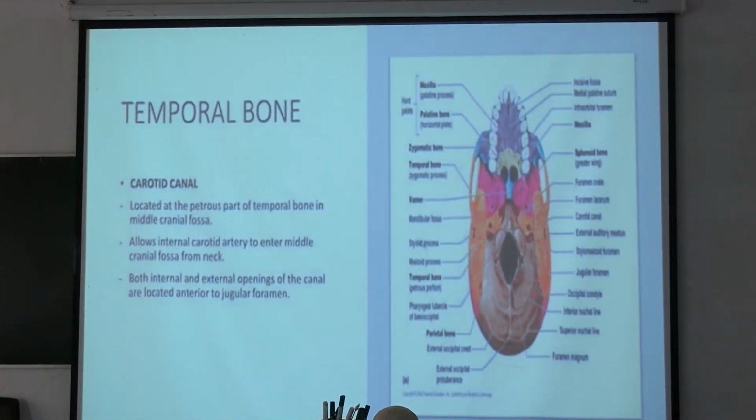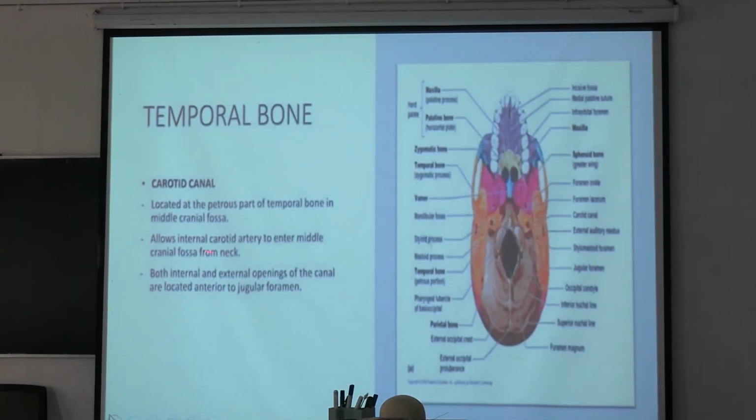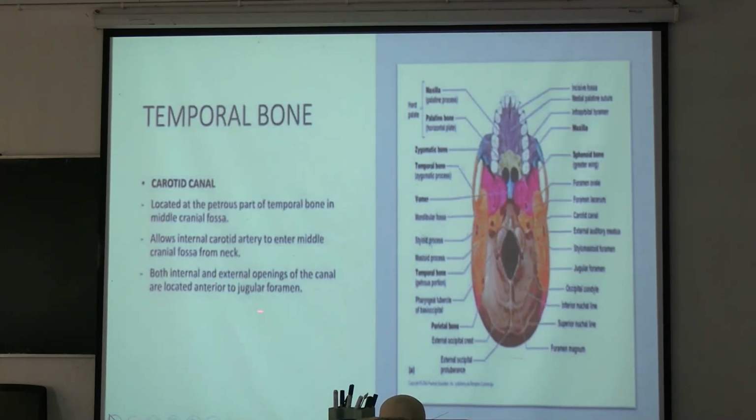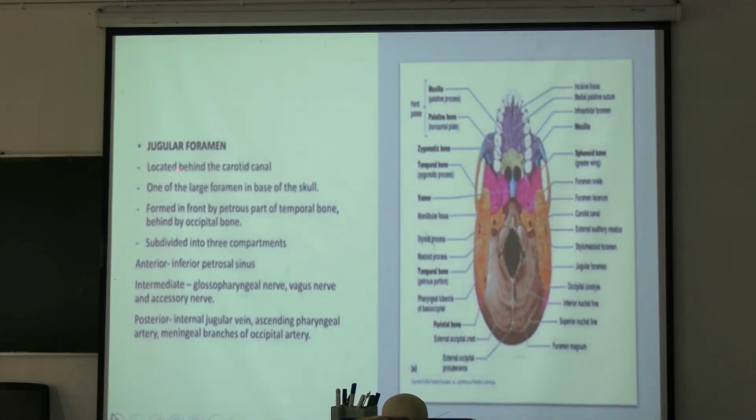So it allows the internal carotid artery to enter the middle cranial fossa from the neck, and both the internal and external openings of the canal are located anterior to the jugular foramen. Here is the location of the jugular foramen. So both the openings are lying anterior to this jugular foramen.